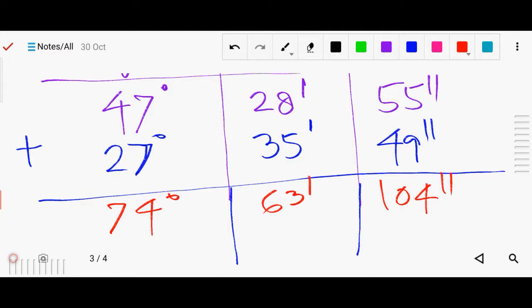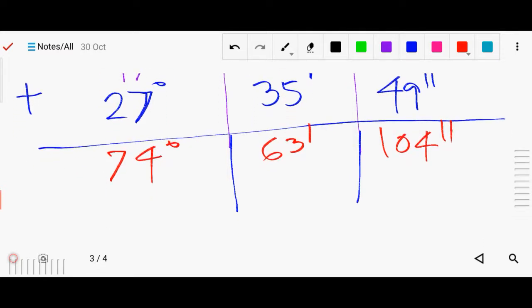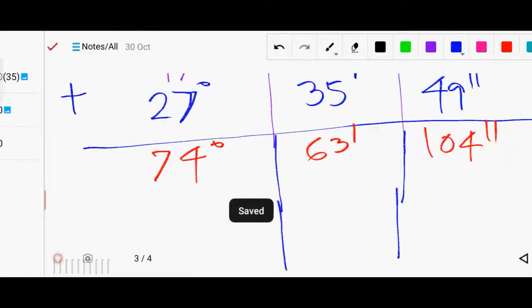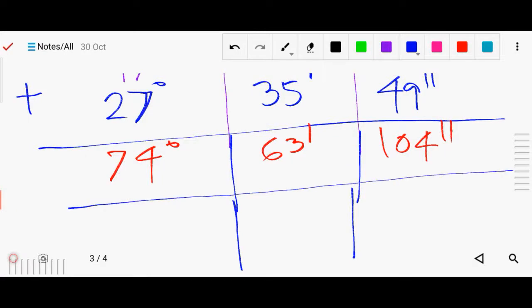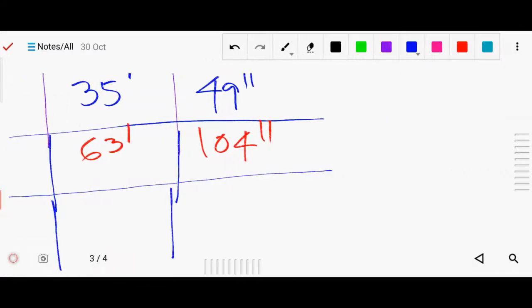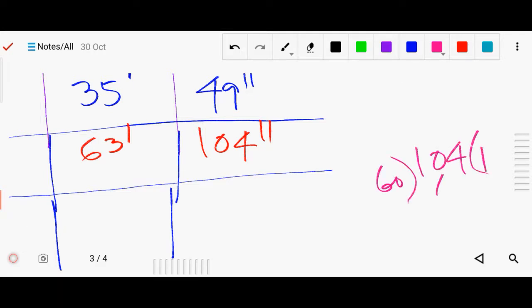Now the next step is to arrange it. Arranging means we cannot write 104 seconds, because the maximum we can write is 60 seconds. So first of all we will change it. We divide 104 by 60. How many times? 1 time 60, so the remainder will be 44.